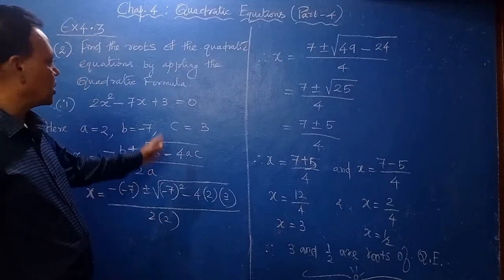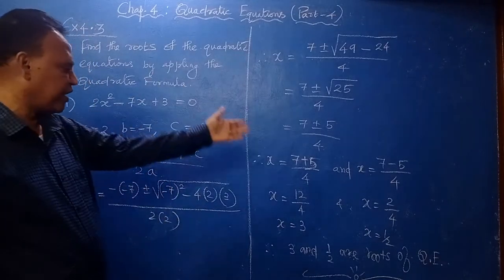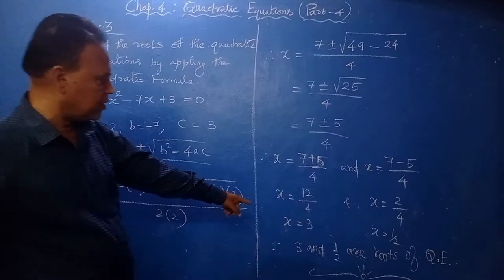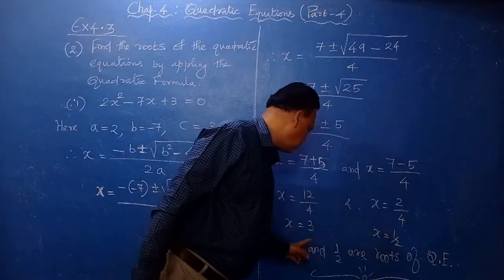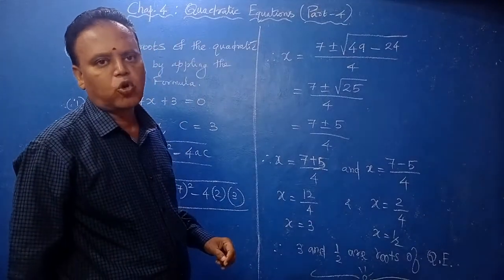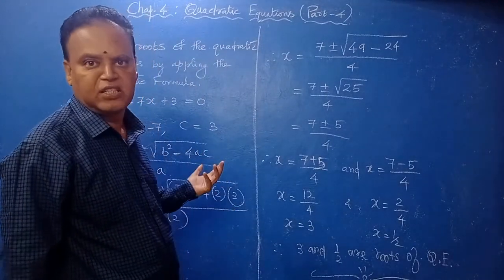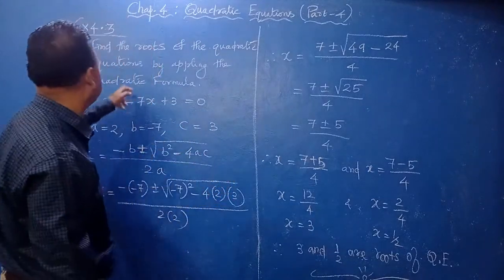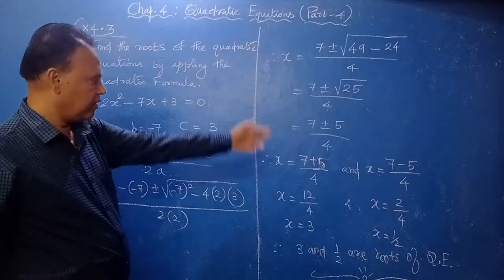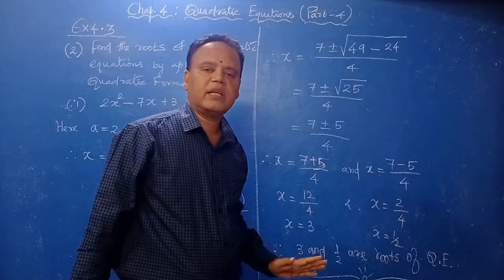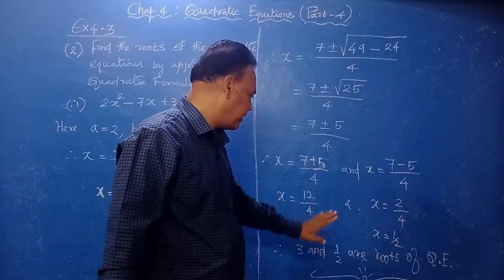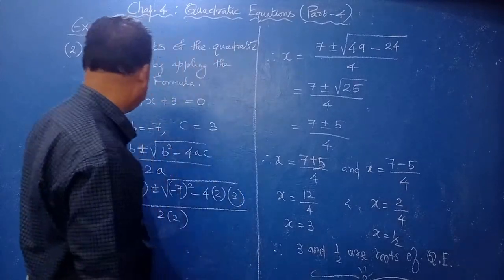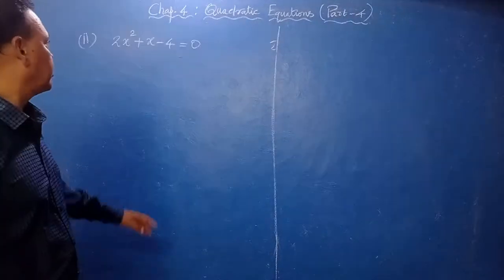Okay, so like this, using the quadratic formula, you can find the roots. Even this problem you can do by factorization, because the roots are rational numbers. Factorization is possible here, and if it is possible, you do factorization. But here they asked to use the quadratic formula. That's why we are using the quadratic formula. Clear? Using the quadratic formula, we are finding the roots. So remember this formula. Very, very important.